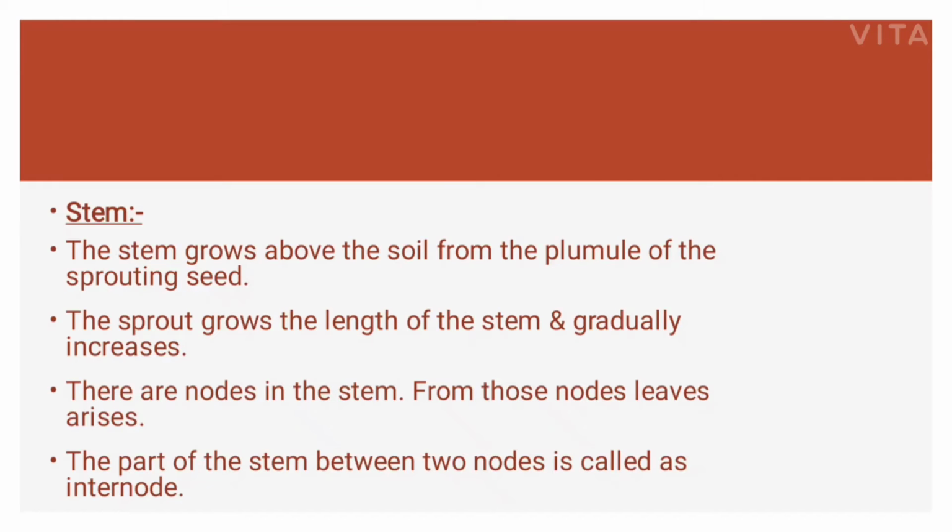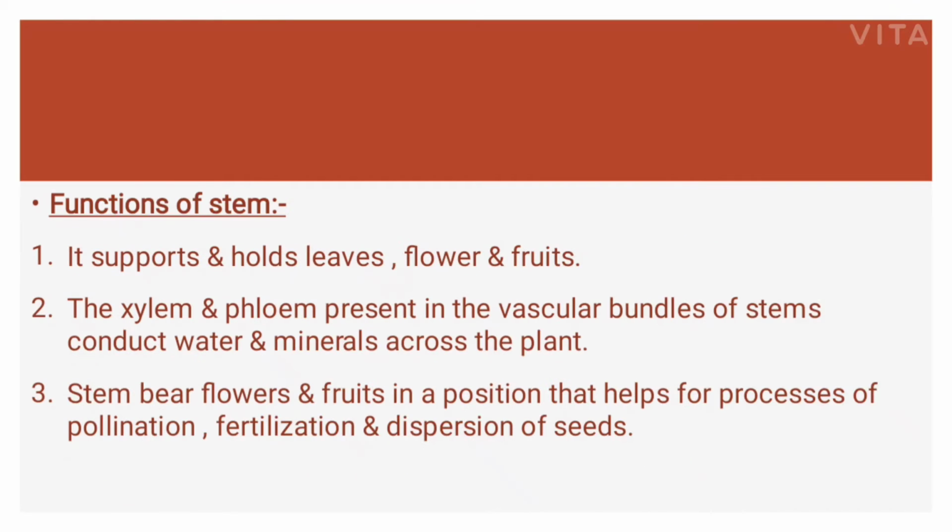The part of the stem between two nodes is called an internode. The name itself gives the meaning: the space or part between the two nodes. Then there are the different functions of the stem. It supports and holds leaves, flowers and fruits.